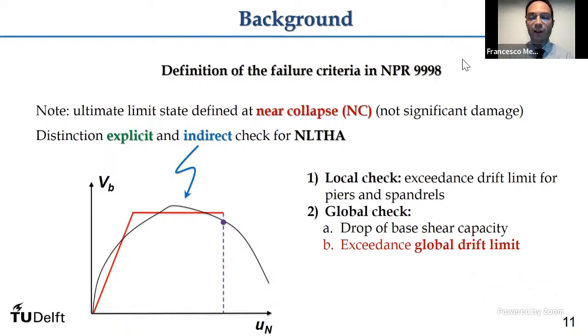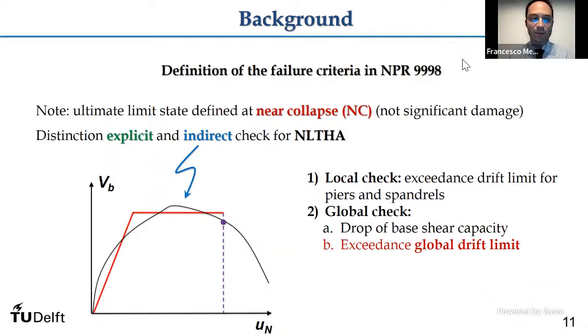And the final check is something that, as far as I know, is very specific of these guidelines, because it is defined in terms of drift limits, but not at the element level, so not in terms of checking the single elements, but in terms of the global performance of the building. These limits have been calibrated on the basis of the results of the experimental campaign, and of course, they represent a sort of a median behavior for the masonry buildings typical of the Netherlands, and they cannot be extended to any type of building.